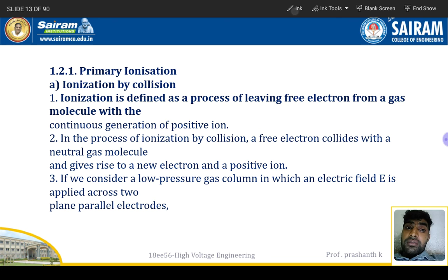Okay, next there is primary ionization, ionization by collision. Ionization is defined as the process of leaving free electrons from gas molecules with the continuous generation of positive ions. In the process of ionization by collision, a free electron collides with a neutral gas molecule and gives rise to new electrons and positive ions. If you consider a low pressure gas column in which an electrical field E is applied across two plane parallel electrodes.